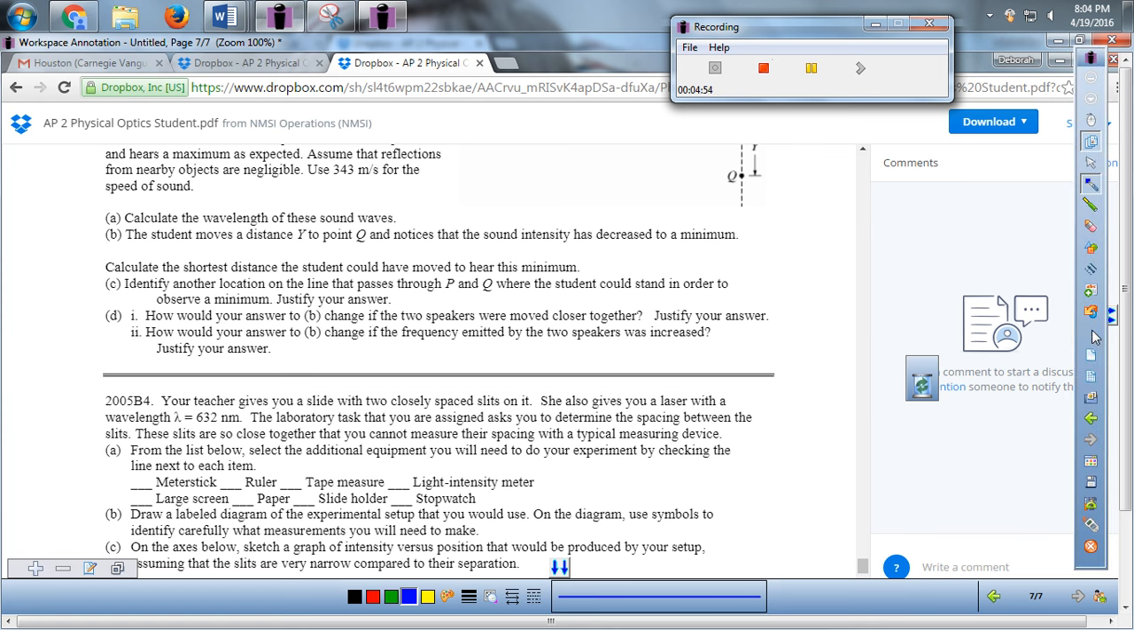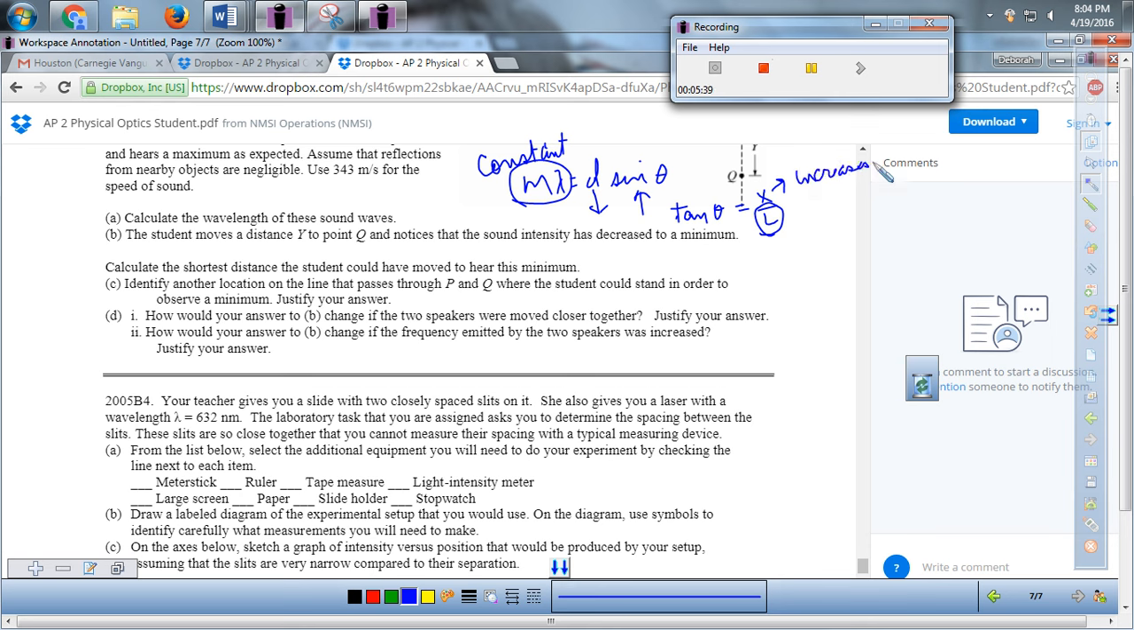All right. And then D says, how would your answer change to part B if the speakers were closer together. So we had m lambda equals d sine theta. So this is not going to change. That's going to stay constant. So if this gets smaller, this has to get larger. So the angle theta is going to get larger. Is everybody okay with that? And if the angle theta gets larger, then since I know that tangent of theta goes up as well, and that's equal to x over L, if this didn't change, but this went up, this has to go up.